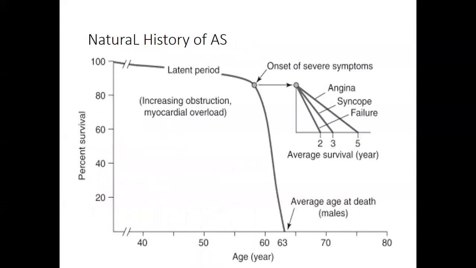So this is the natural history of aortic stenosis. You see that there is a very long period of asymptomatic patients. And when patients become symptomatic, whether it's angina, syncope, or heart failure, then there is an abrupt decrease in the survival of these patients. You can see in the graph, when symptoms appear, the survival graph suddenly goes down.